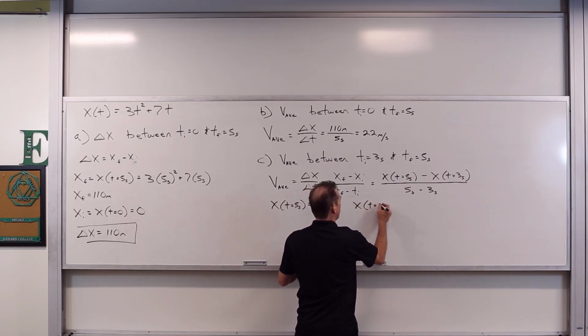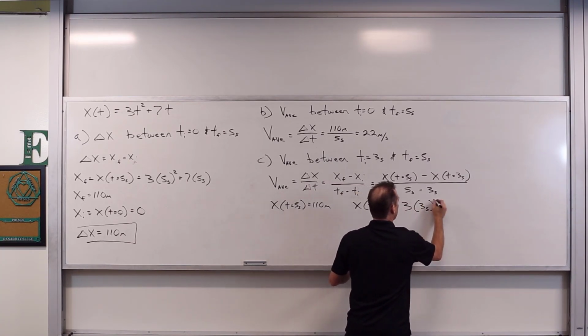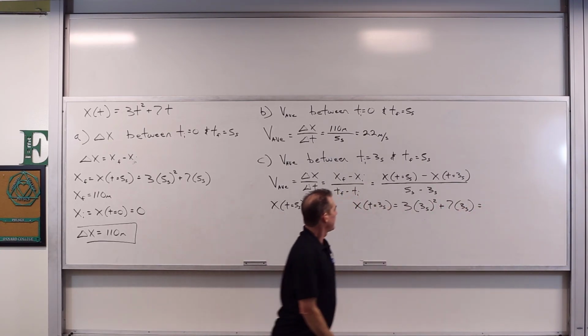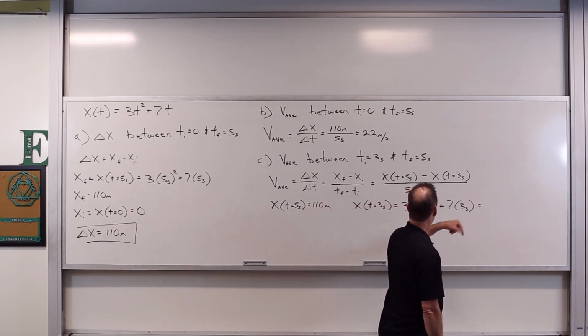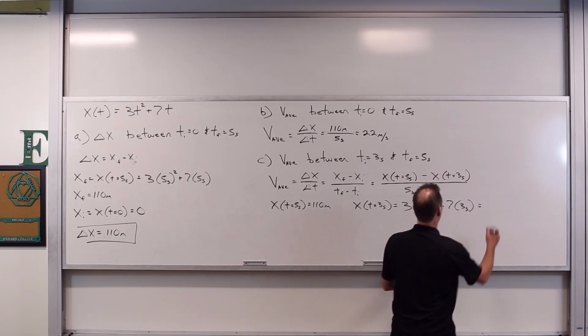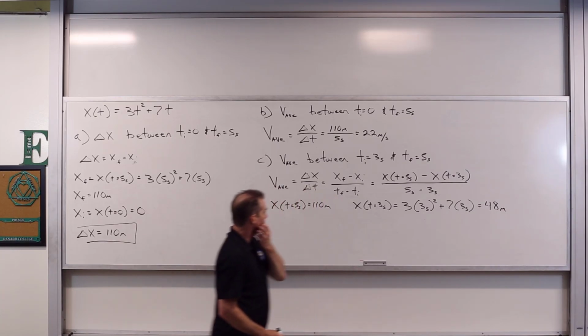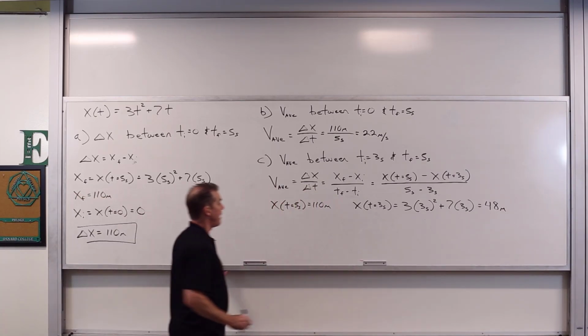X of t is equal to 3 seconds is equal to 3 times 3 seconds squared plus 7 times 3 seconds. So what do you got there? We got ourselves 27 plus 21, 48. So it's 48 meters. That's how far we moved in that 2 second time interval.